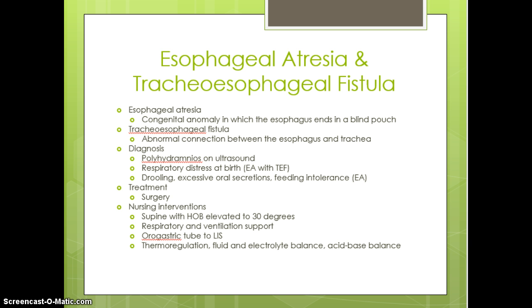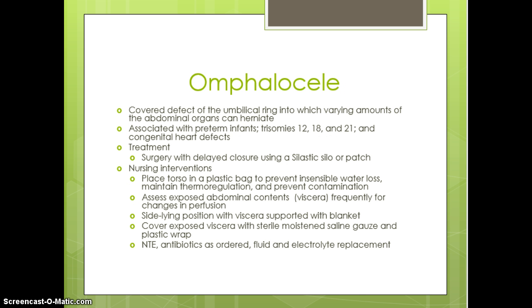The initial nursing interventions are going to be obviously airway, so supine with the head of the bed elevated, and then an orogastric tube to low intermittent suction to keep things out of the pocket and out of the fistula going into the trachea. And then again, it's all going back to that 101 of thermoregulation, fluid intake, acid-base balance, making sure that we have respiratory and ventilatory support and prevent respiratory depression.